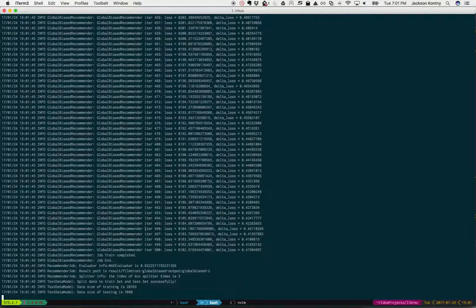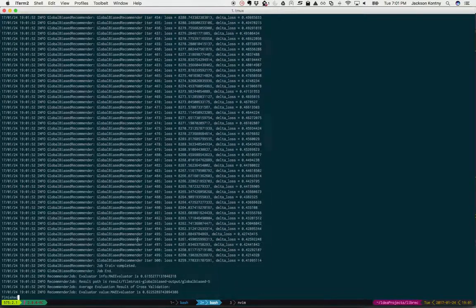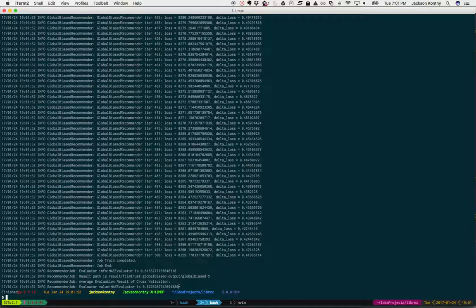So here it is running. We can see it's doing k-folds, the 500 iterations. This is a lot faster because it doesn't have to compute a whole lot. And we see our performance isn't bad.